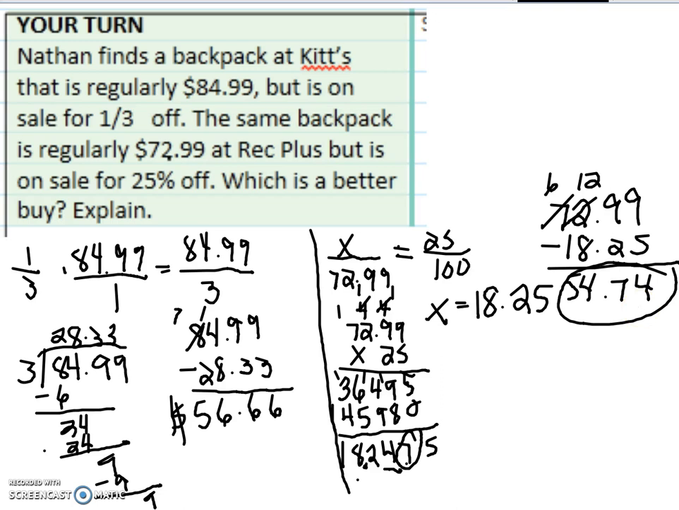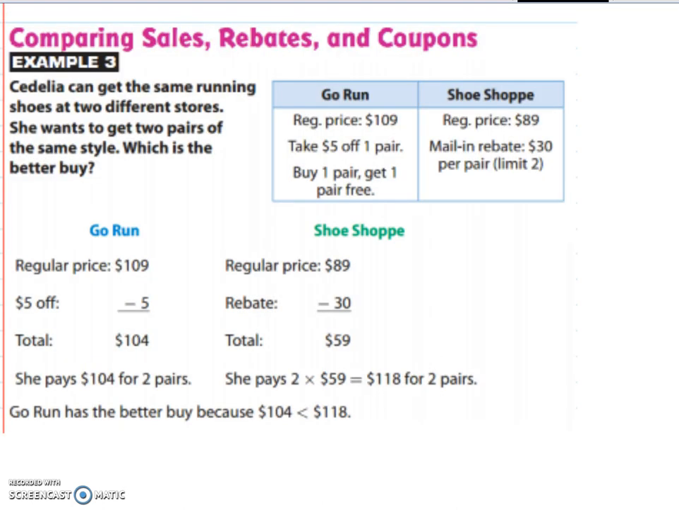Okay, last example, example 3. On example 3, we have some sales, coupons, and rebates. If you're doing $5 off, that would be 104. And if you are doing the rebate, you subtract, and that's 30. So the better buy is going to be the Go Run. Okay, the last one.